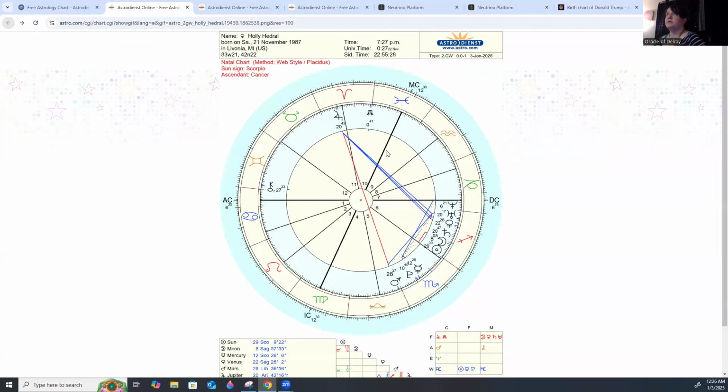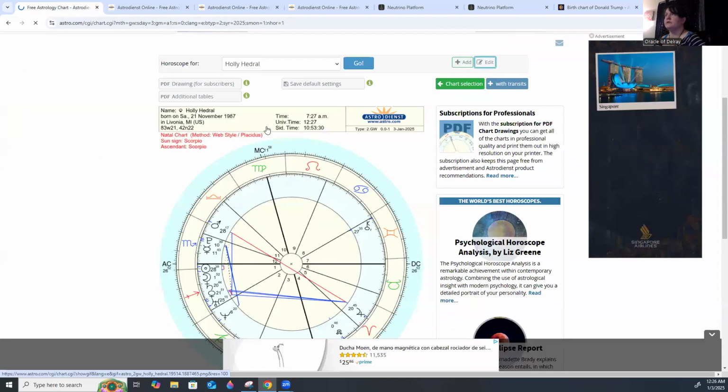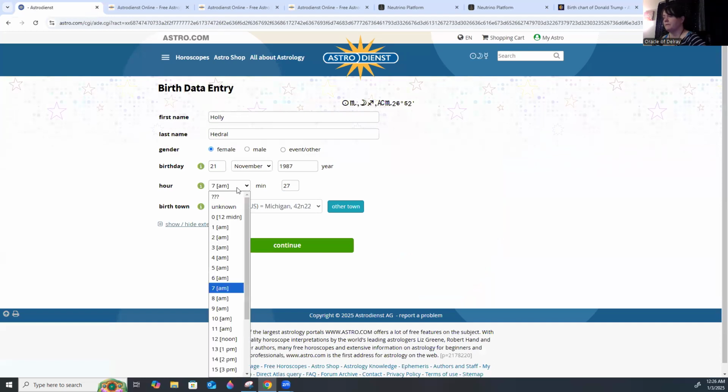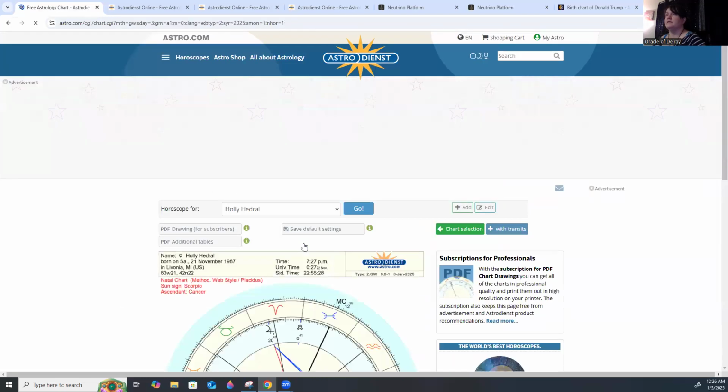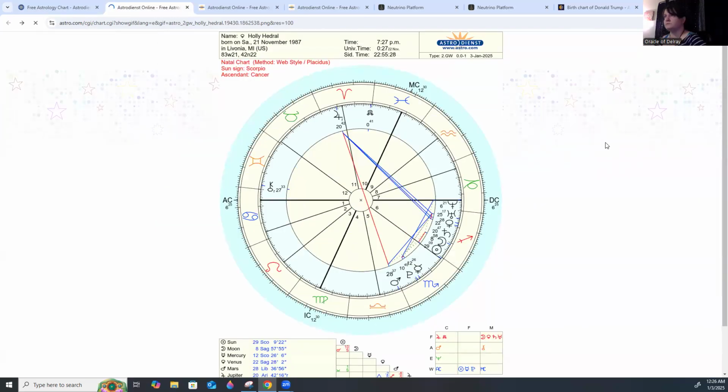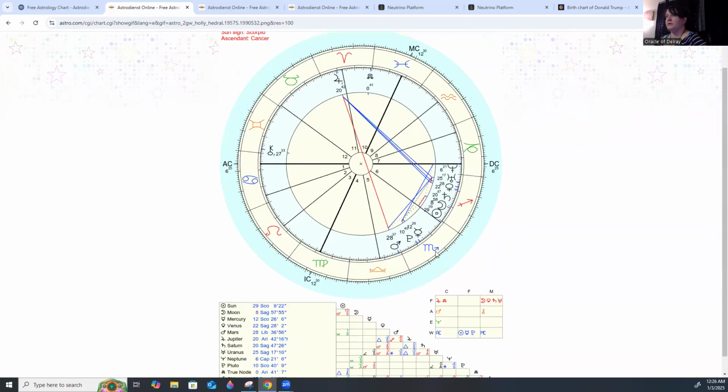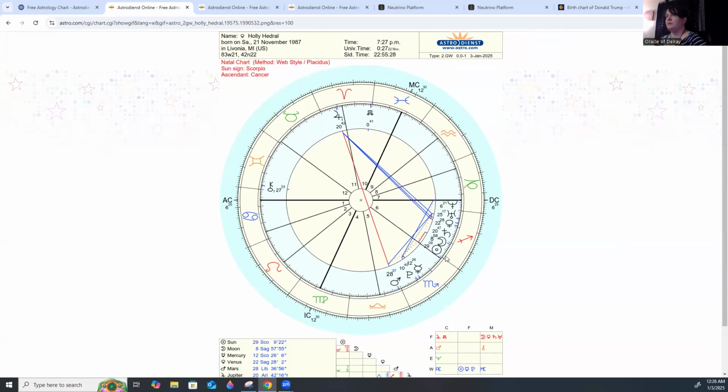But this is not my real chart, so I'm going to edit it back to what it's supposed to be. So that's kind of an overview of houses and stuff in astrology. So my sun is in 29 degrees Scorpio, but it's in the 6th house, right? And my 6th house starts right here, which is right before Sagittarius.